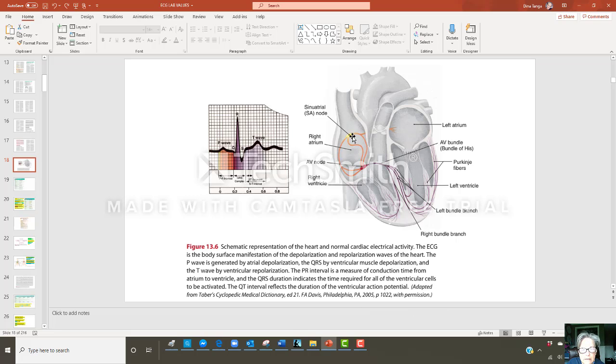So the P starts here in the SA node. The P wave is generated by atrial depolarization. This is the atrium. The orange is atrial depolarization. And it goes to the little red, which is the AV node.